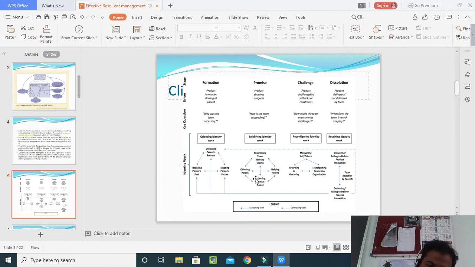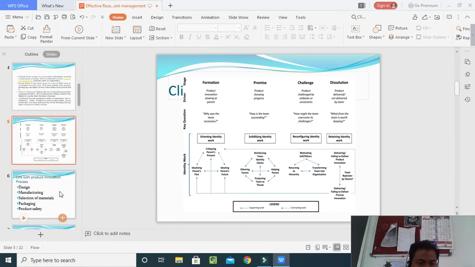So identity work is idealizing the parent's past and future, criticizing the parent's present, reinforcing the team, motivating self and others, and delivering. That means first we identify the orientation, then reinforcement, then motivation, then delivery. Within a short span of time, the team motivates each other and produces the output of a unique product for the company. Nowadays all these terms, plans and research and development programs are utilized in companies also.